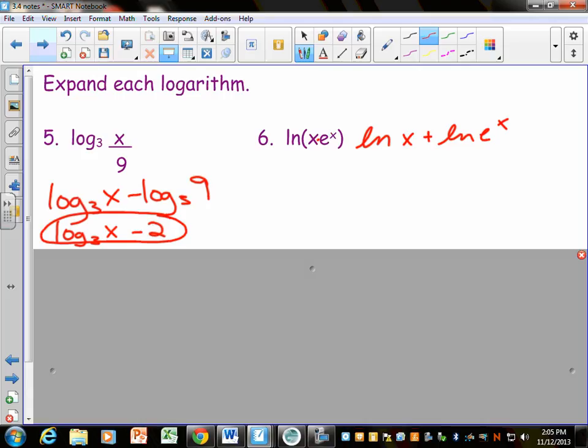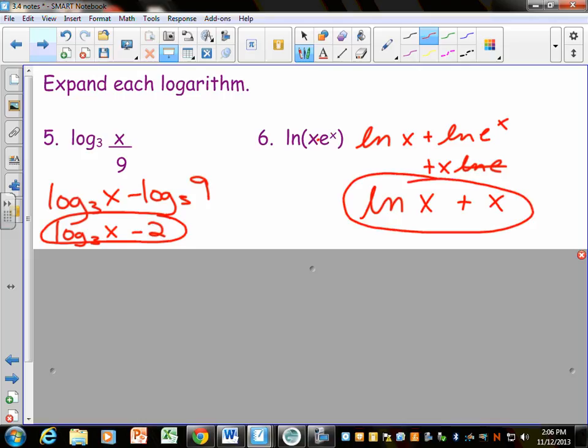And then what could I do here? We could pull the x in front. Ln of e is just 1, and even from here, ln of e to the x is just x. That was one of our properties. So I think the better answer on that one is ln of x plus x. Can I add that x plus x together? Ln of x is like one thing, and then plus x. I was trying to trick you. How do you feel about that?